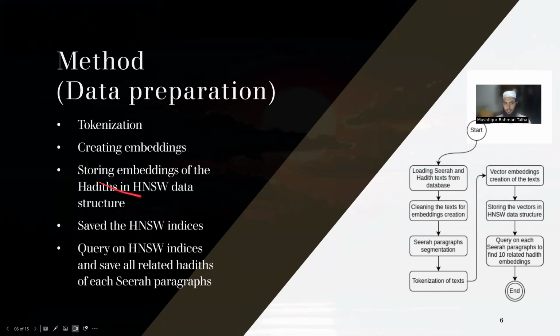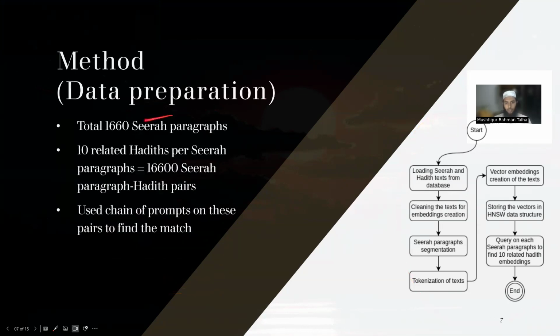We stored the Hadith embeddings in the Hierarchical Navigable Small World data structure. This data structure makes a trade-off between accuracy and speed, and we mainly used it because of faster nearest neighbor search. Then we saved the Hadith embedding indices, and for each embedding of a Seerah paragraph, we carried out the query on the Hadith indices and saved all the related Hadith IDs for each of the paragraphs. The process is shown here as a flowchart.